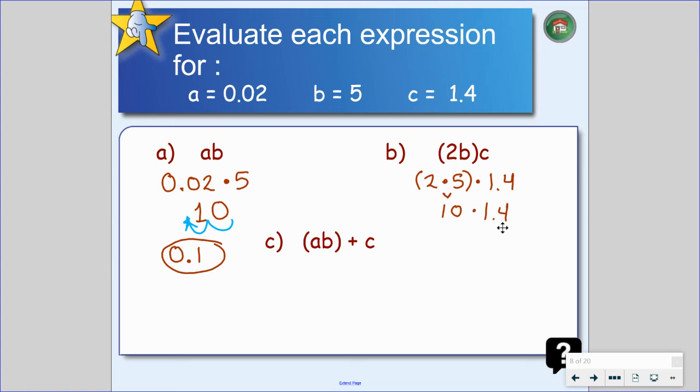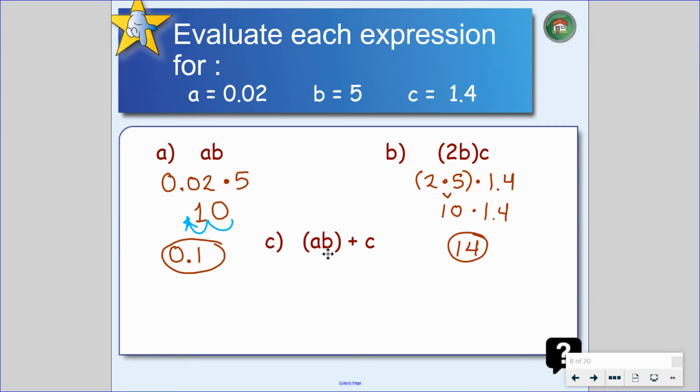Again, you can use your mental math skills here. 10 14s is 140, but we have 1 decimal place to move it. So instead of 140, it would be 14. Again, think about estimation. 10 times 1 is about 10. It's got to be a little bigger, right?